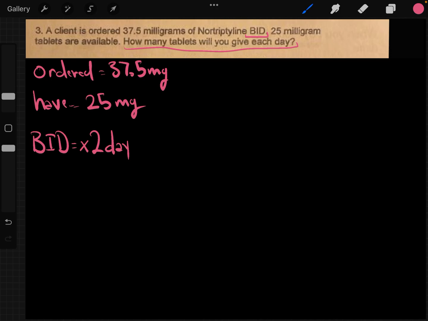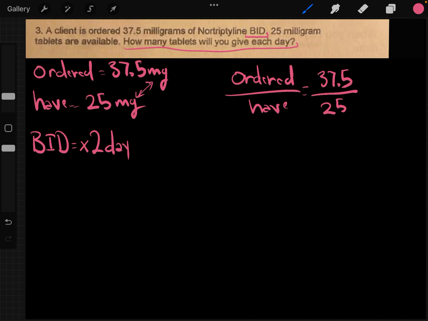This one is kind of like number 1. They're in the same unit, so we don't have to do any converting at all. So it's ordered divided by what we have. So that translates into 37.5 divided by 25. I'm going to do the math off screen over here. So 37.5 divided by 25, and that is equal to 1.5. Okay, so in one dose, we have to give 1.5 tablets.